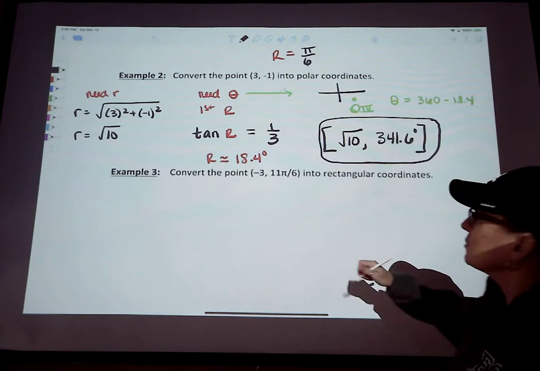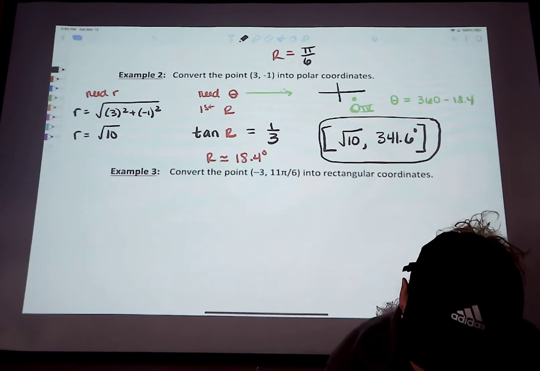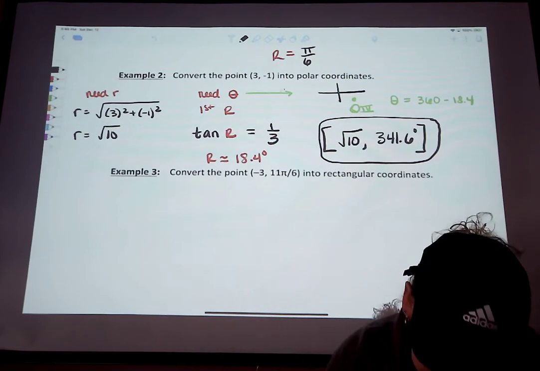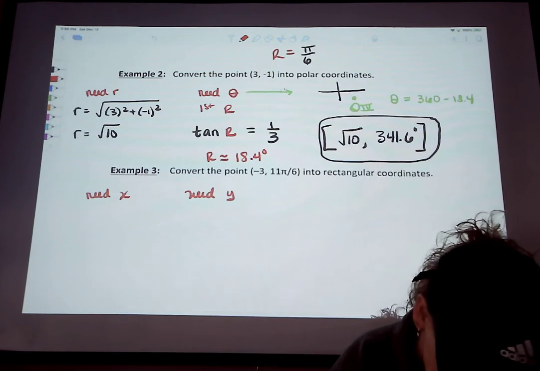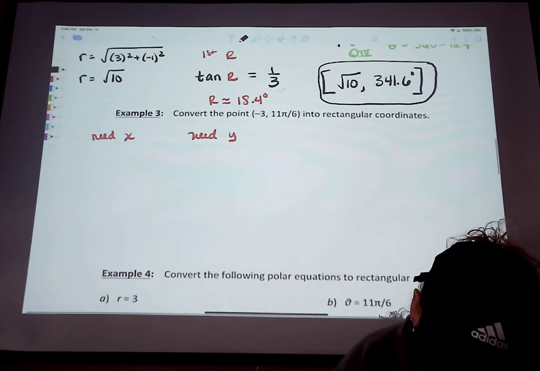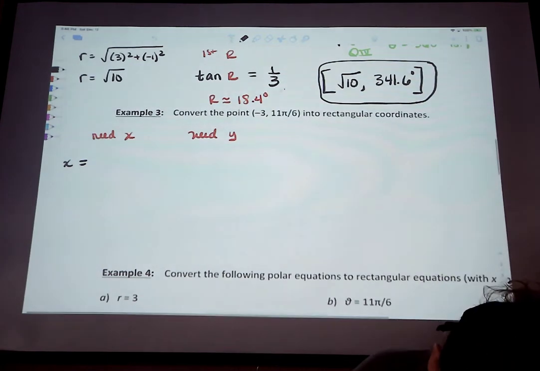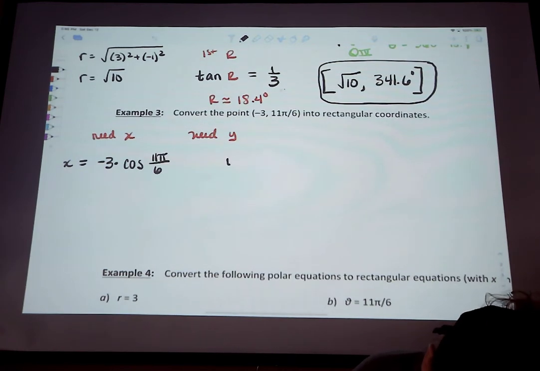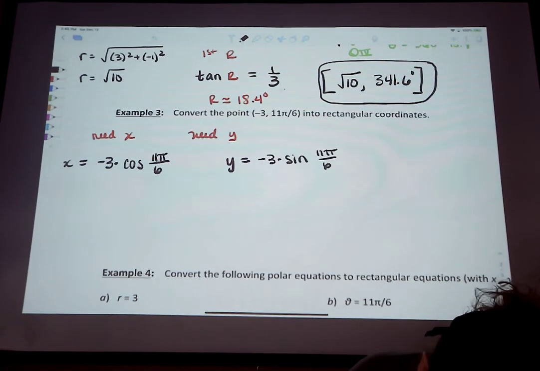All right, let's convert the other way. Let's go from polar to rectangular. I need x and I need y. And these are pretty easy. X is r cosine theta, y is r sine theta.